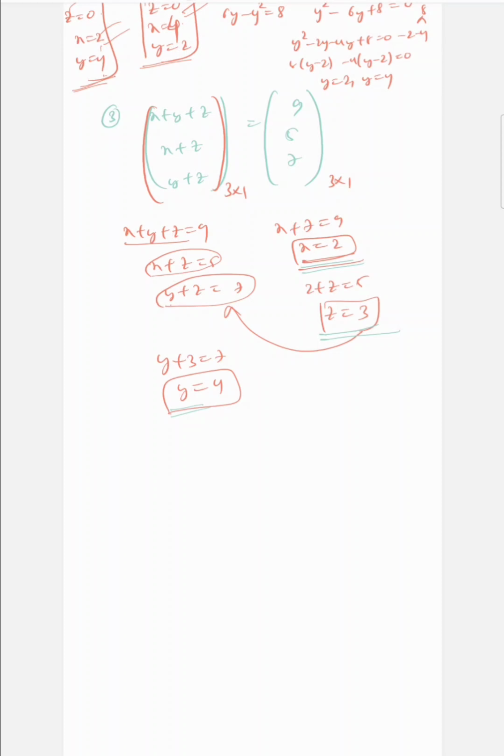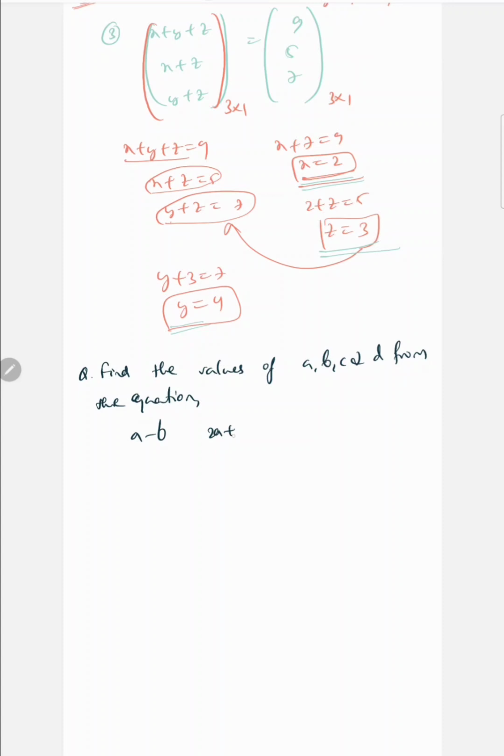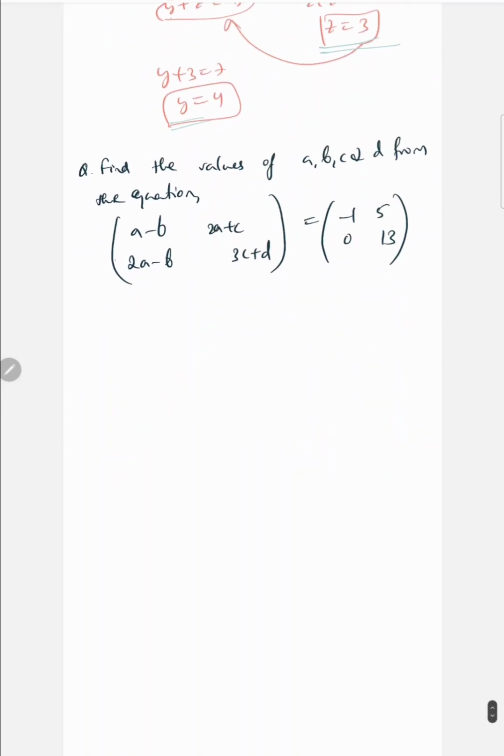We have some more examples on the equality of matrices. The next example says find the values of A, B, C and D from the given equation: [a minus b, 2a plus c; 2a minus b, 3c plus d] is equal to [minus 1, 5; 0, 13]. We will compare the corresponding entries and find the values of A, B, C, D.